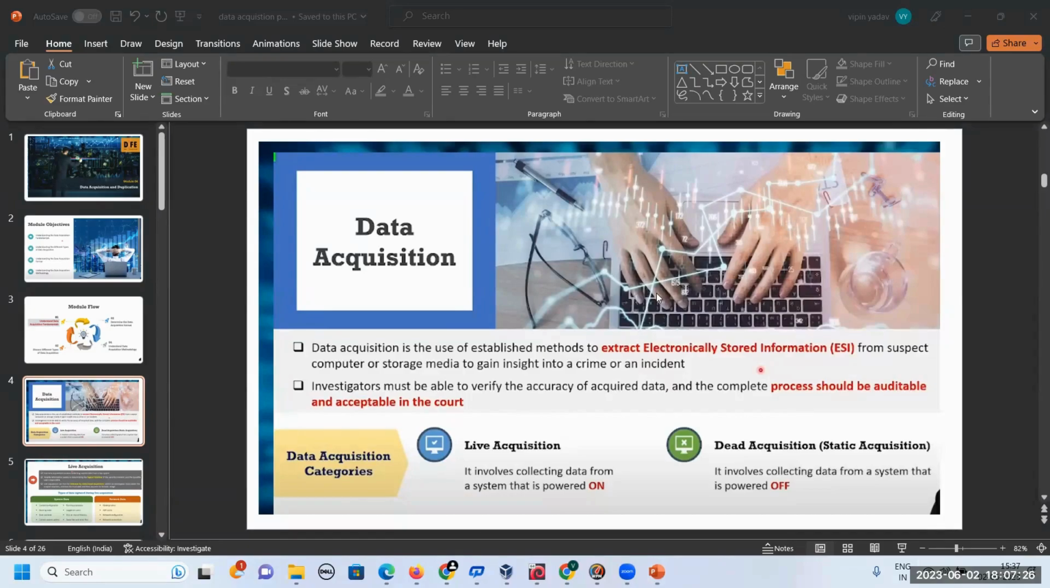Is there anyone else? Like volatile and non-volatile. Yes, it's all about volatile data and non-volatile data. When we get a powered-on device, we have the authority to acquire volatile data from it. And the second term is static acquisition, which is about a powered-off device. Acquiring data from a powered-off device basically comes under static acquisition or dead acquisition. Clear?